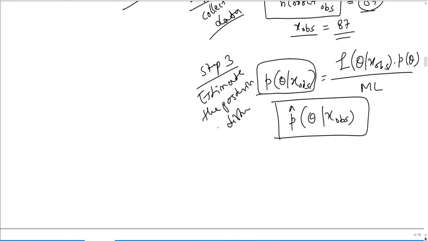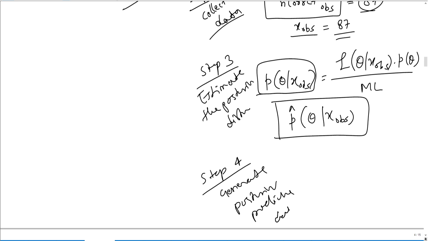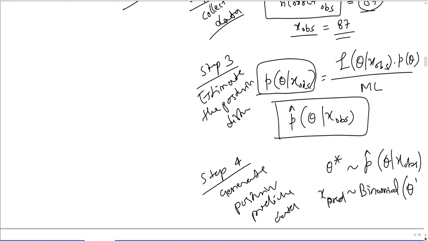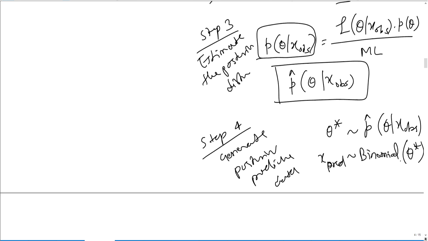Now, once you have the posterior distribution, you can generate posterior predictive data. Okay. How do we generate posterior predictive data? Well, draw a sample from the estimated posterior distribution and, conditional on that sample, draw predictions from the likelihood function that you assumed, which in our case was the binomial likelihood, conditional on theta star, which is a sample from the posterior.